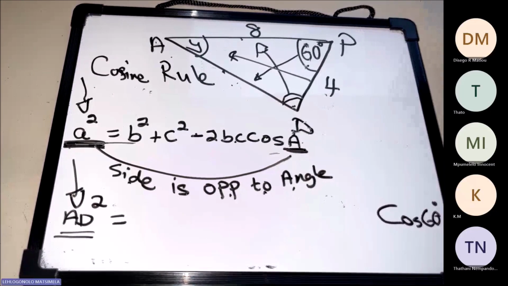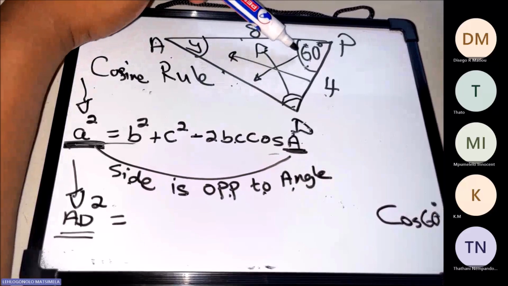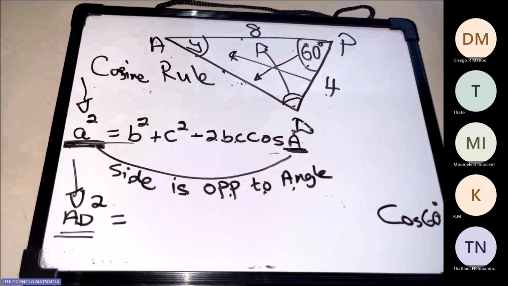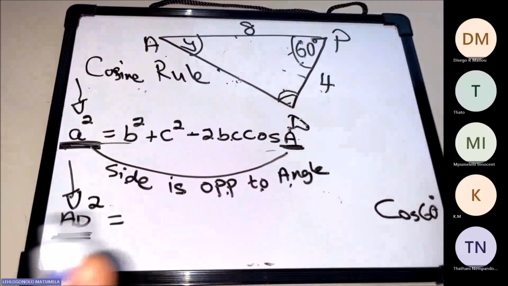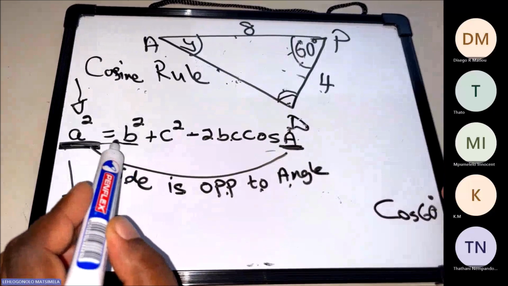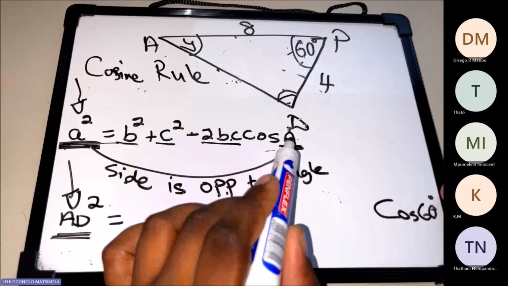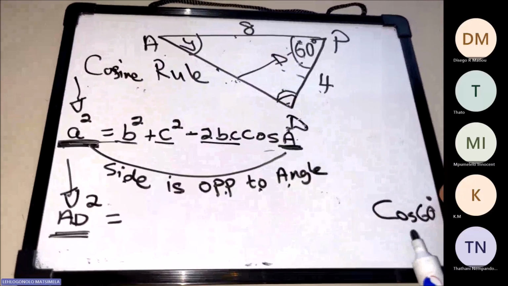Let's start with the first part. The first property said we are looking for the third side. If you're looking for the third side, we are given one angle, and the angle on the triangle is opposite to the side AD. That is why I started with AD here. Whatever I put inside here, I will choose which one is B and which one is C, and then substitute. But cos A has to be the angle opposite to this side, which is 60. That is why I put it far back here.